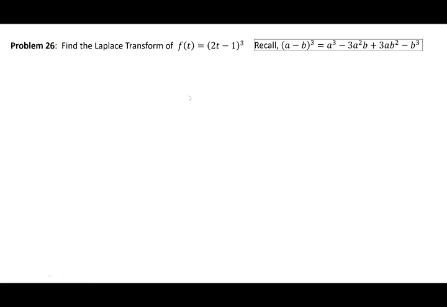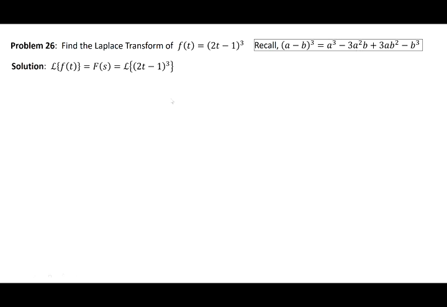Recall that (a − b)³ is a³ − 3a²b + 3ab² − b³. In fact, I usually remember it as a³ − 3ab(a − b) − b³. I remember it that way, so that when you expand that middle term out, this is what you get. So the moment you recall this, the problem is a piece of cake.